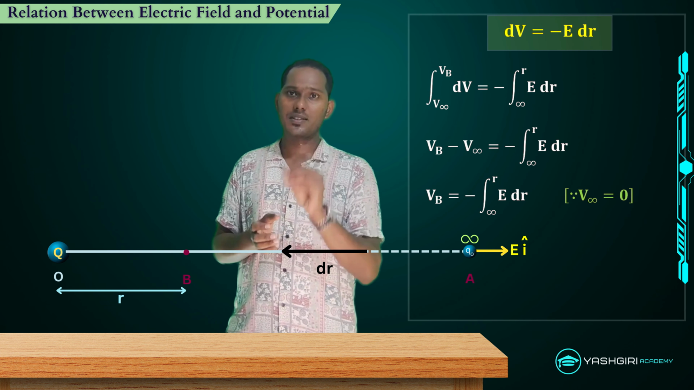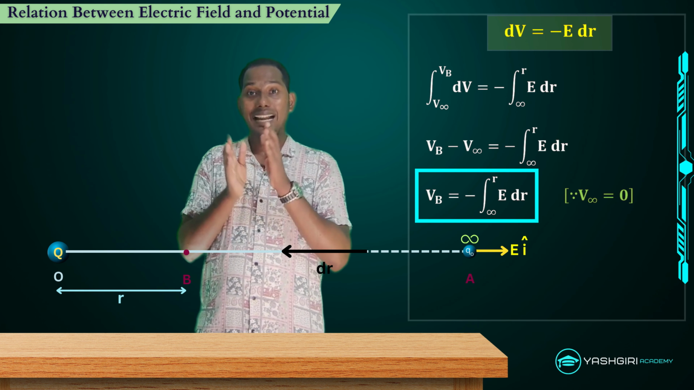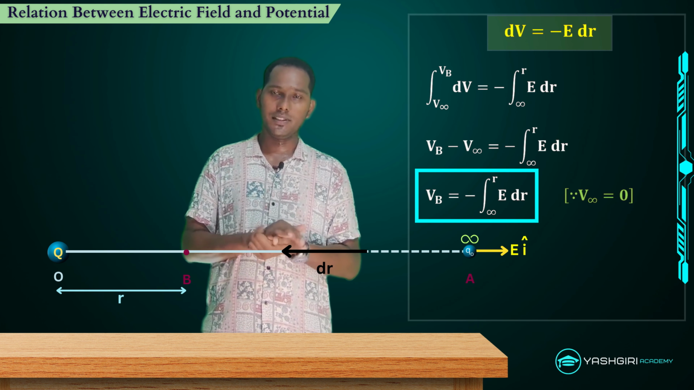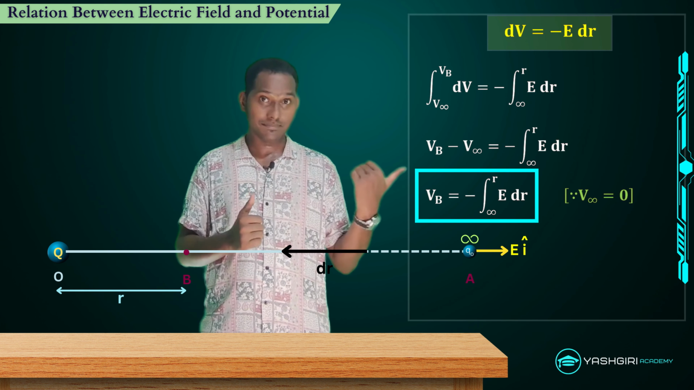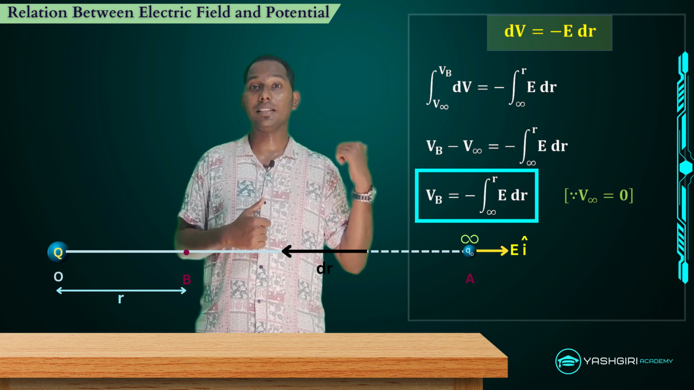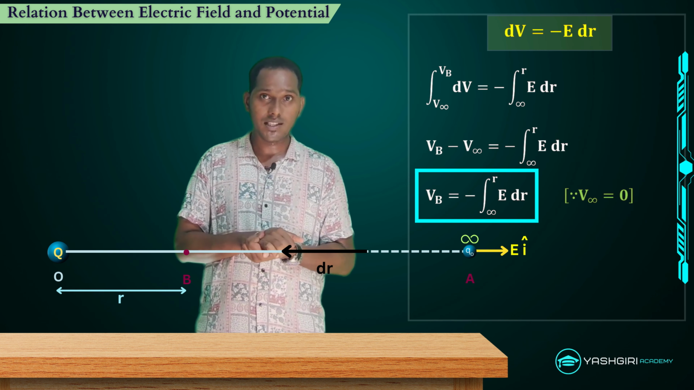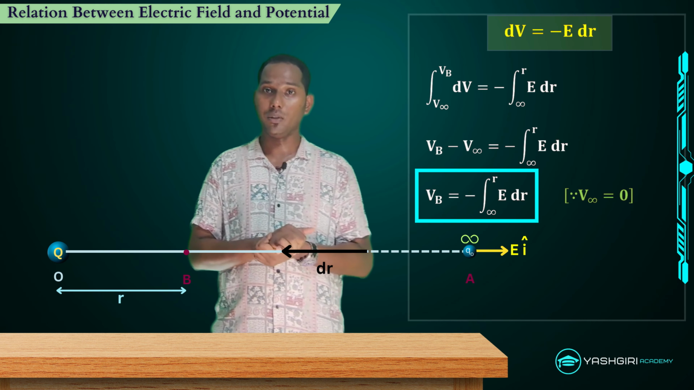So students, if you just see this equation, by knowing the electric field at a particular point, and by integrating it along a certain path, I can find out the electric potential at that particular point. So these are something that you have to make a note of.